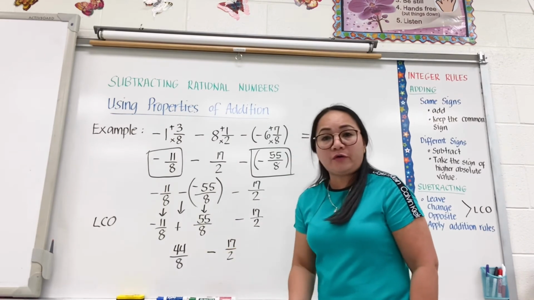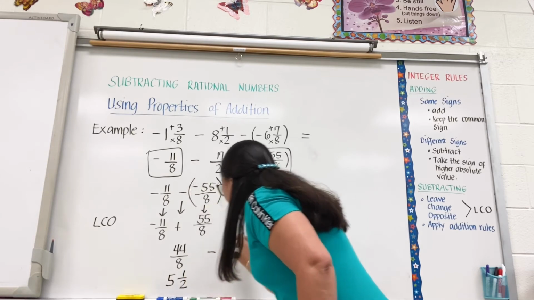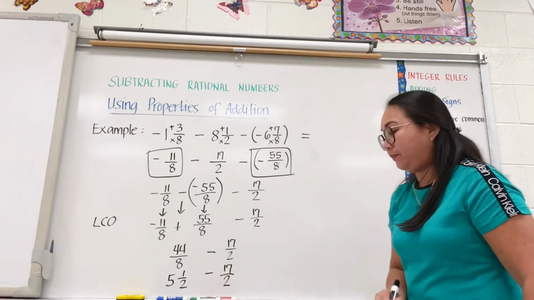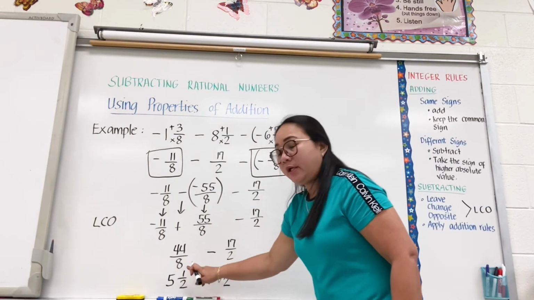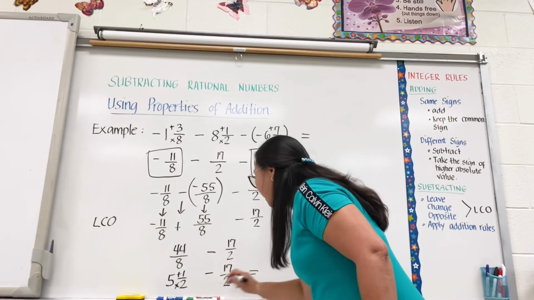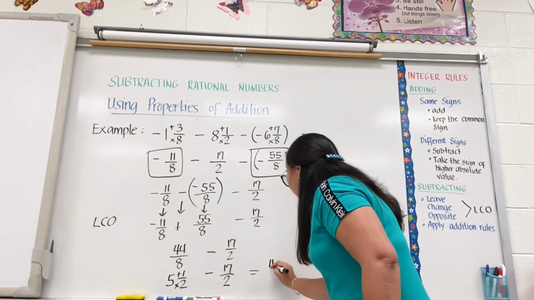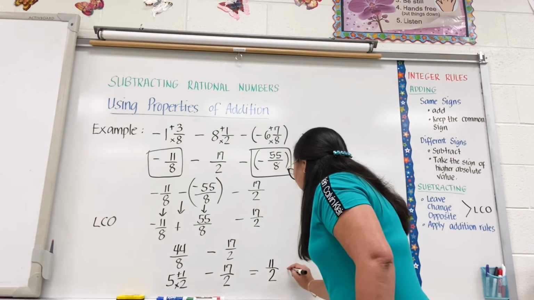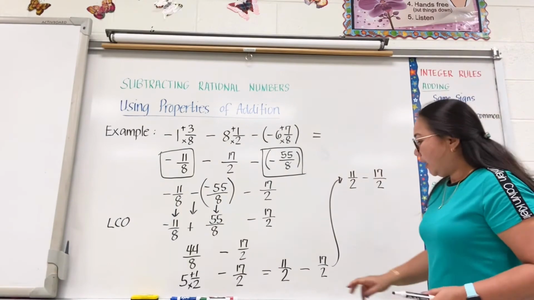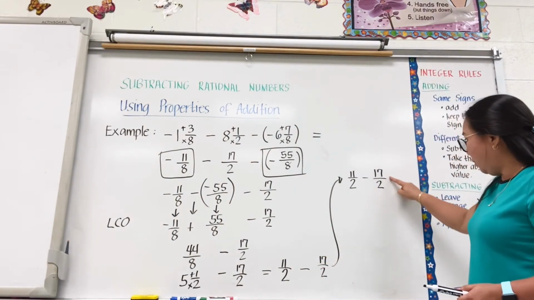Simplify 44 over 8 and that will give you 5 and 1/2. Then bring this down, minus 17 over 2. Since this is a mixed number, change this to an improper fraction. So this is 2 times 5 is 10, plus 1 is 11. Keep the denominator, minus 17 over 2. Now, 11 over 2, which is this one, minus 17 over 2, which is this.